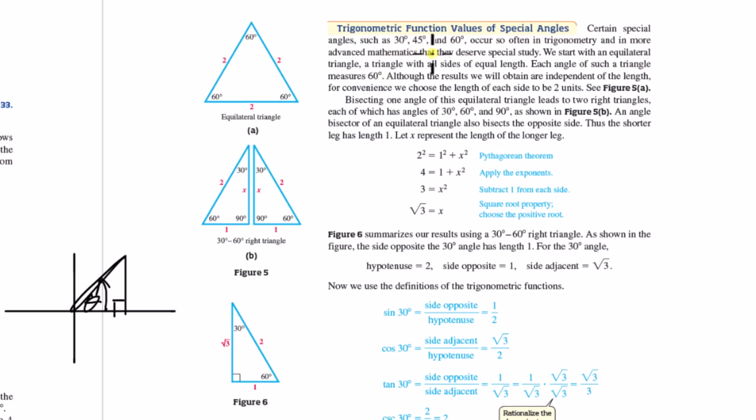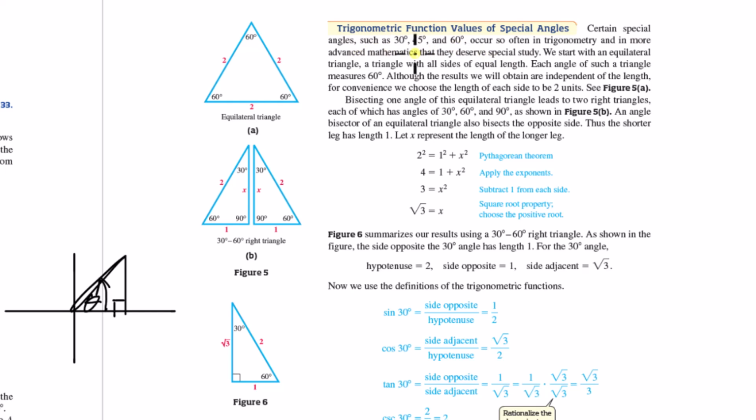All right, trigonometric function values of special angles. Certain special angles, such as 30, 45, and 60, occur so often in trigonometry and in more advanced mathematics that they deserve special study. We start with an equilateral triangle, a triangle with all sides of equal length. Each angle of such a triangle measures 60 degrees. Although the results we will obtain are independent of the length, for convenience, we choose the length of each side to be 2 units.